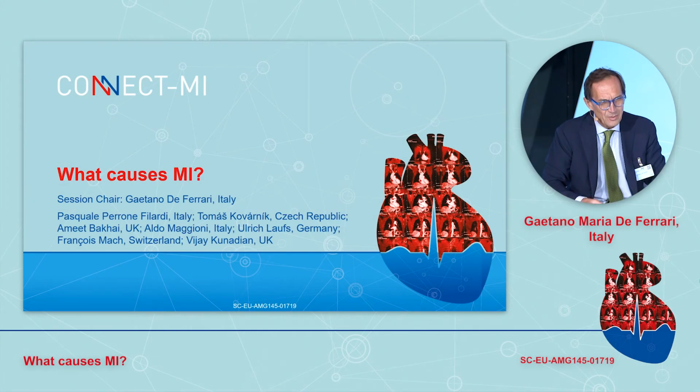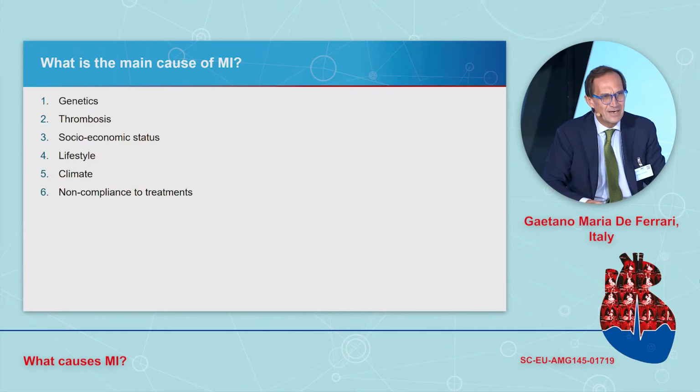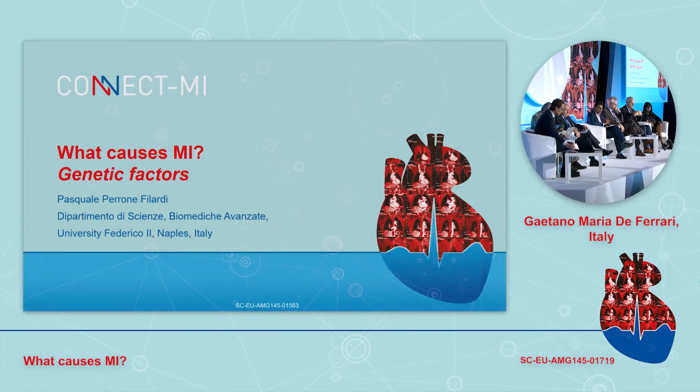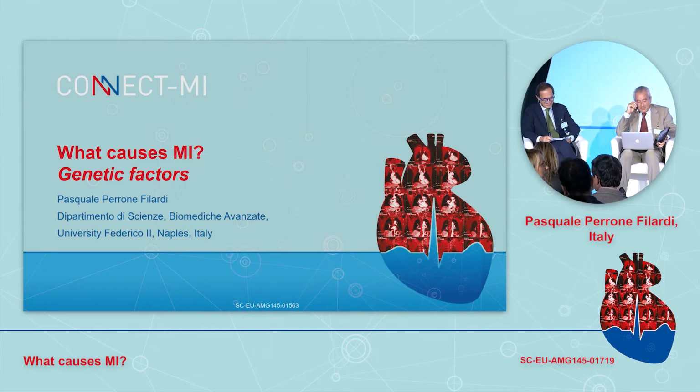So the question we have is exactly the one our patient poses us. What is the main cause of MI? And we have 6 answers so far: genetics, thrombosis, socioeconomic status, lifestyle, climate, or non-compliance to treatments. So we will see later on if the speakers will have changed your opinion about which of these factors is important.